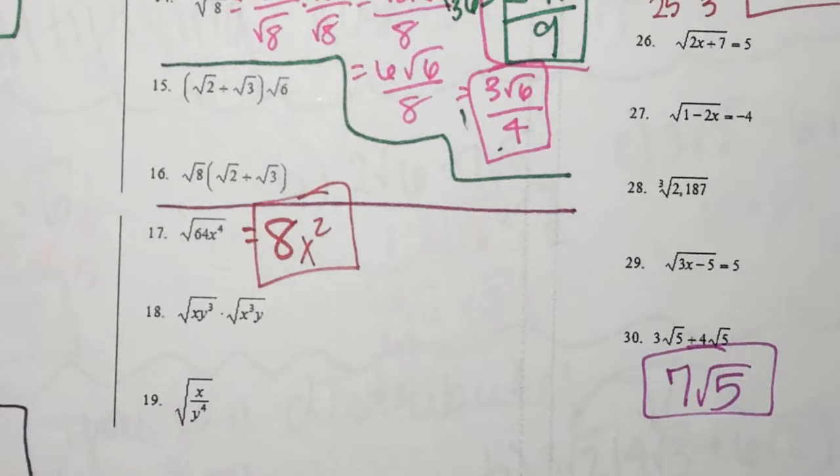15, 16, 34. What number did you do? 16. 15, 16.